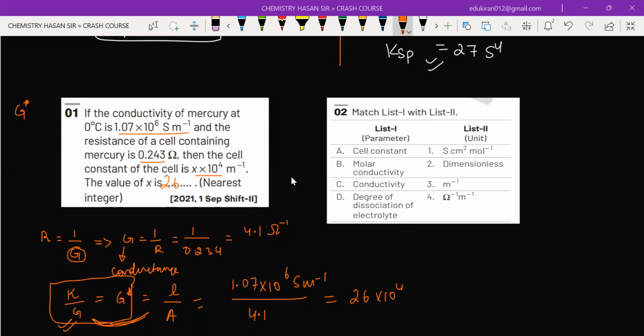Very good. Both of you are correct. So it's just the unit. Cell constant will go for per meter. Molar conductivity will go for Siemens centimeter square per mole. And then conductivity is basically per ohm per meter. And then degree of dissociation is dimensionless. Okay, everyone.